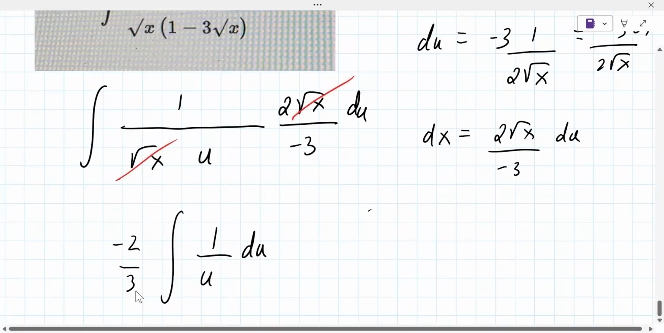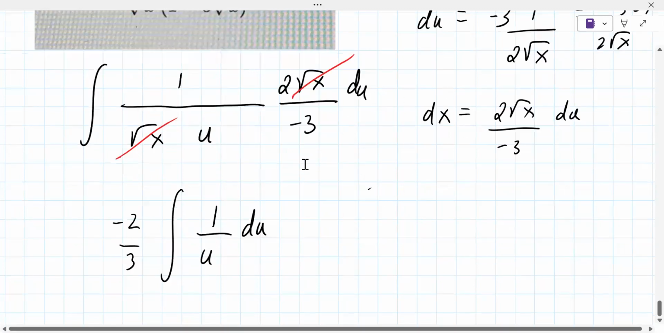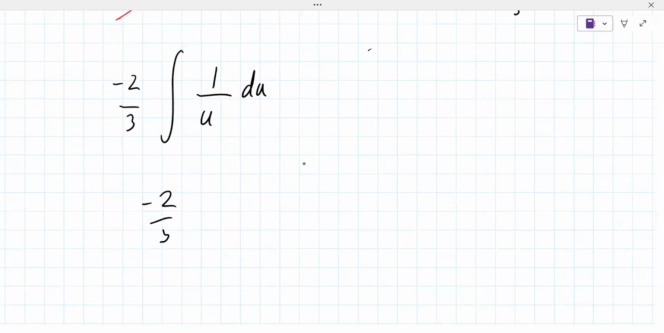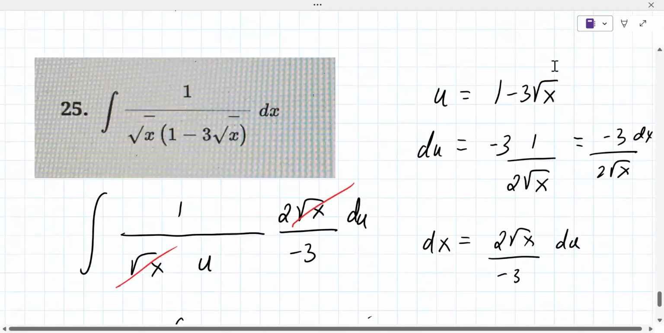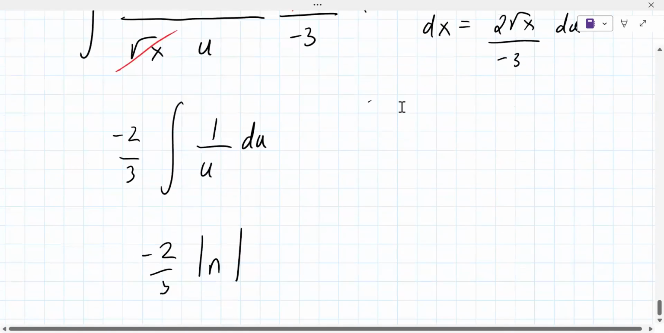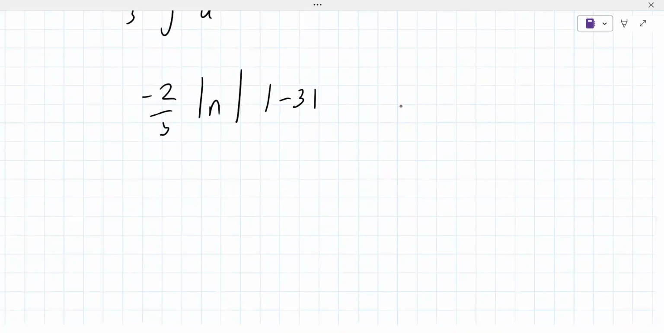So from here, could you finish off this problem for us? So it becomes -2/3 natural log of 1 over, what was the starting u value? It was 1 minus 3 root x. Okay. Yeah, plus c, like that. Okay.